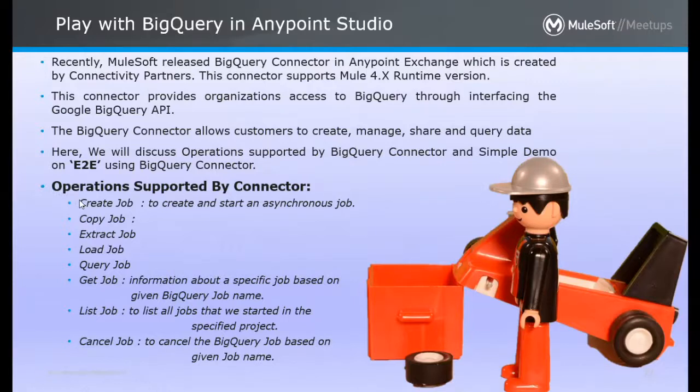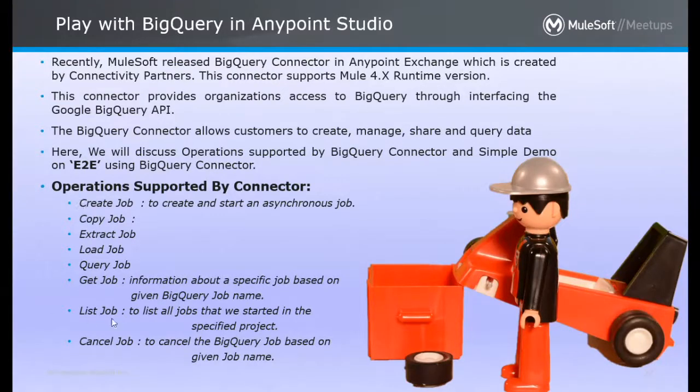Okay. And another advantage is the UI part, so you can simply drag and drop the relevant operation and make use of it. Apart from that, there is no major difference between these two things, the connector and the REST API. In this session, we'll see one end-to-end transaction: how we can create the dataset, how we can create the table, and how we can load the data to the respective table by using this BigQuery connector.